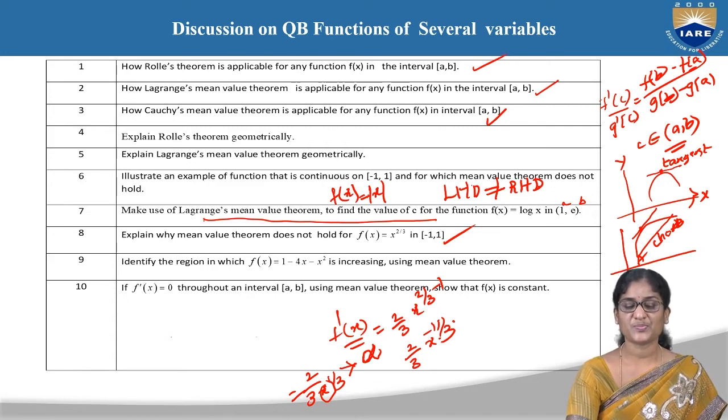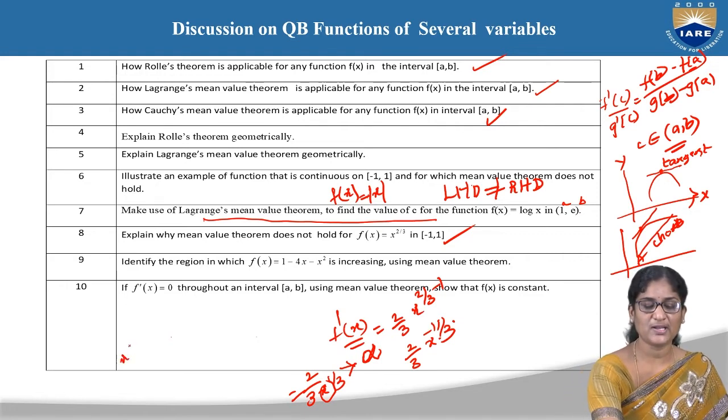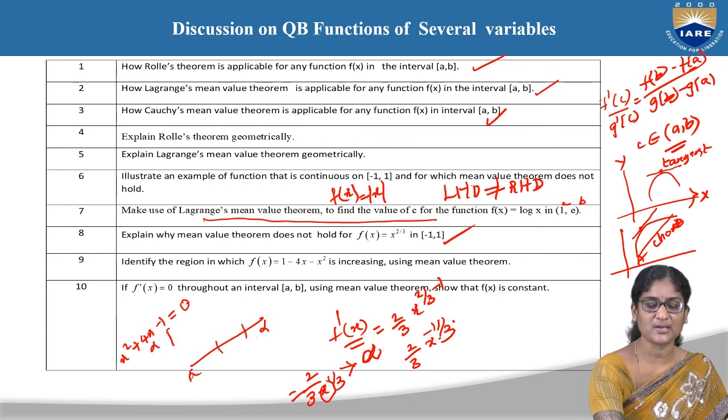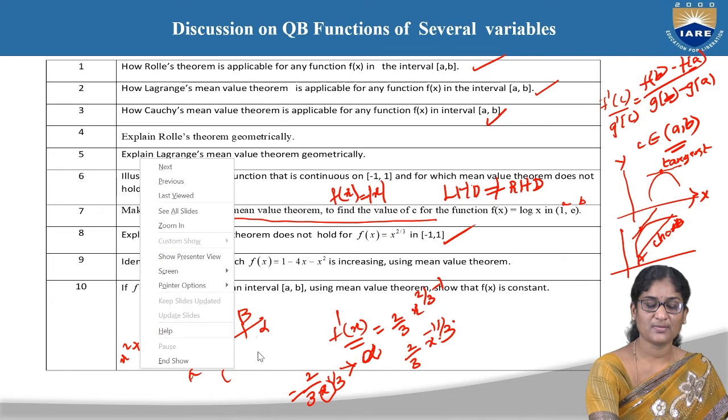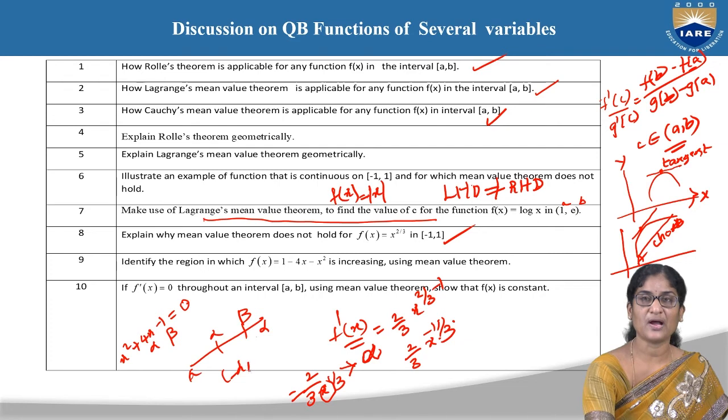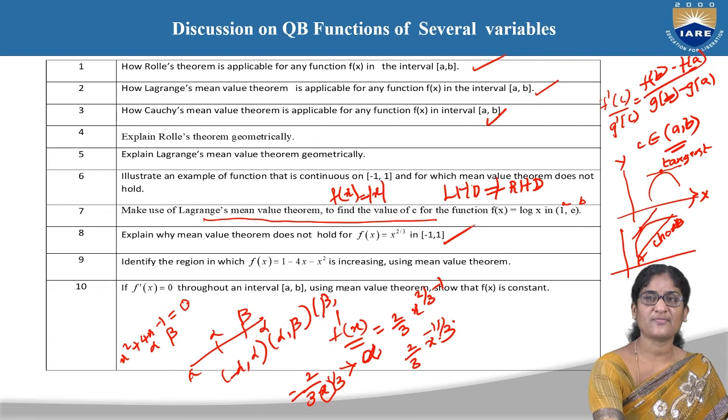using the mean value theorem. f of x is equal to 1 minus 4x minus x square. So if you equate that with 0, first we need to find out the values here. Equate that with 0, find out the values, and the number line can be divided into 3 parts. Suppose alpha and beta are the roots, take the intervals from minus infinity to alpha, alpha to beta, and beta to plus infinity. We have to divide into 3 parts.